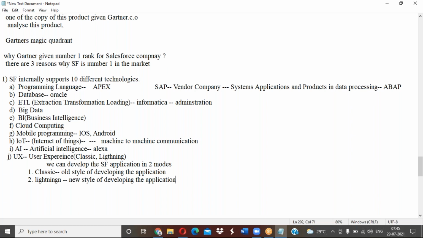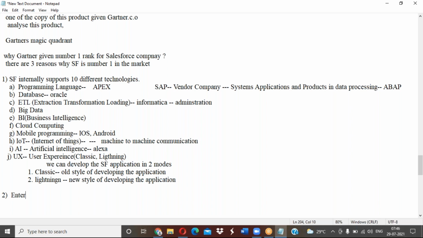Okay, now, so total, how many technologies are supported by Salesforce here? 10 different technologies: programming language, database, ETL, big data, business intelligence, cloud computing, mobile programming, Internet of Things, artificial intelligence, and user experience. Next, the second important point, second reason. How many reasons are there? Three reasons. The first reason is Salesforce centrally supports 10 different technologies. The second reason why Salesforce is number one in the market.